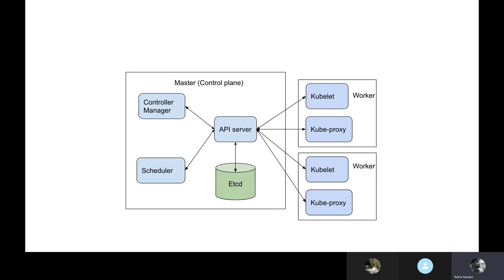Okay, so let's start. In a control plane there are four major components. One is control manager, scheduler, etcd, and API server. In worker nodes you will find three major components. One is kubelet, kube proxy, and Docker runtime. So we will talk about each and every component one by one.